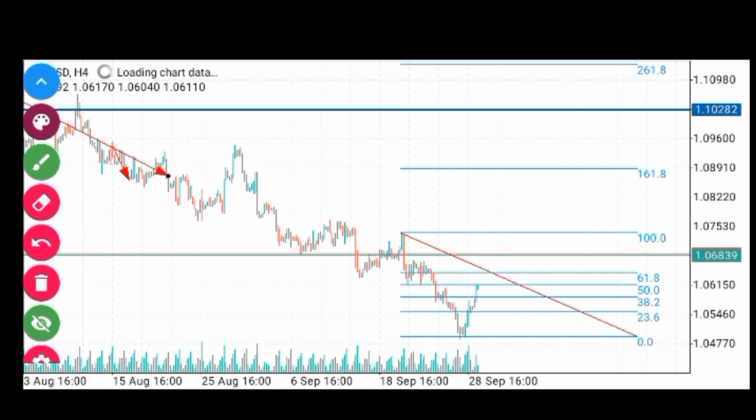I can't just enter blindly because the market is at the 50 zone. No. Or the market is at 61.8 zone. No. I can't just enter blindly like that. I have to look out for a candlestick pattern, like what I've been saying. So we could look out for a bearish engulfing here.